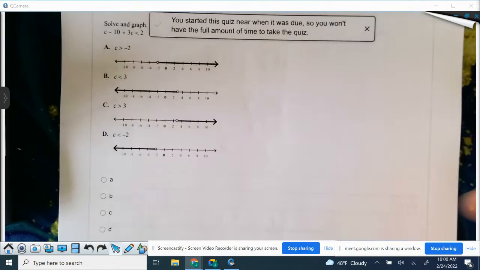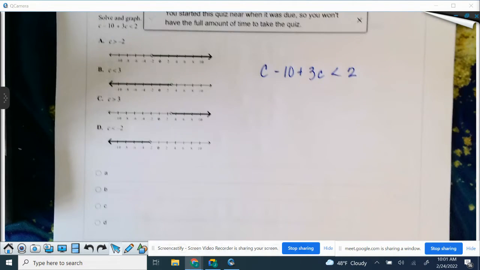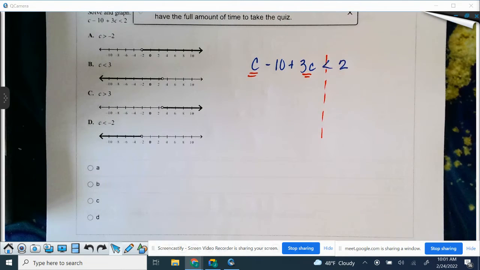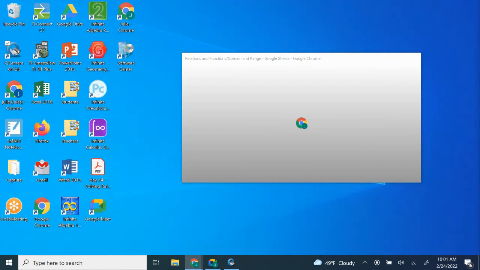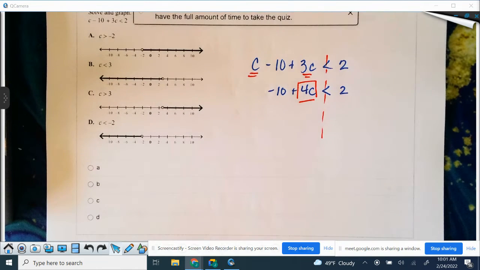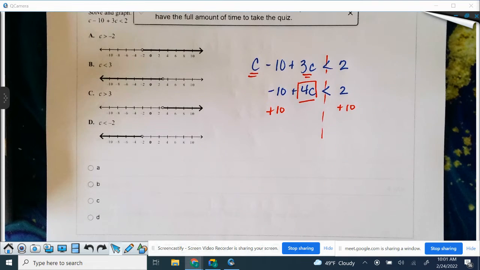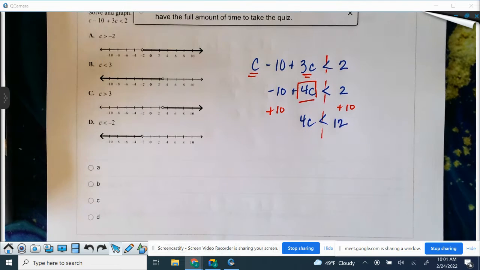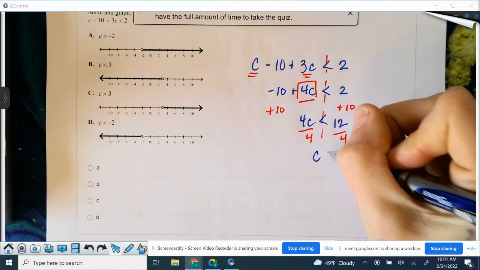All right, so we have negative 10 plus 3C plus C is less than 2. This is where we're going to clean up on this side first before we get into moving anything. So negative 10 plus 4C is less than 2. We need to get C by itself. And so we're going to add 10 to both sides. So we have 4C is less than 12 because of positive 2. Divide by 4. That's the inverse of multiplication. So C is less than 3.